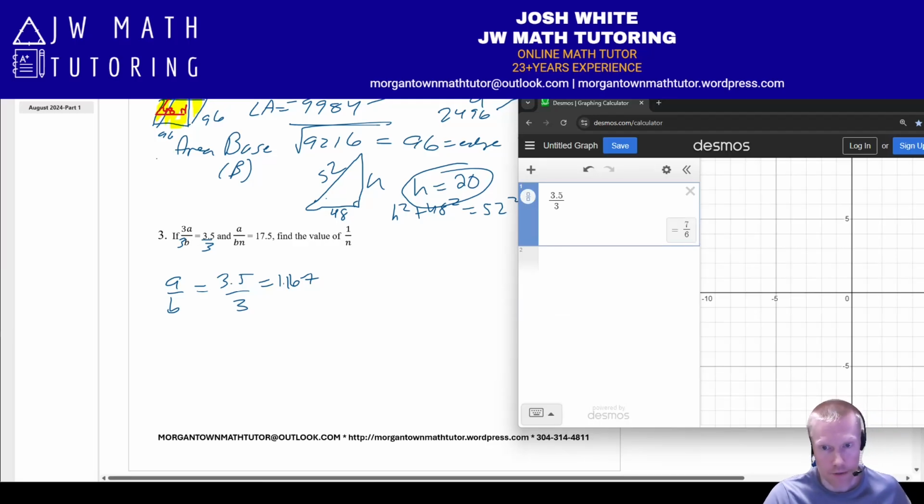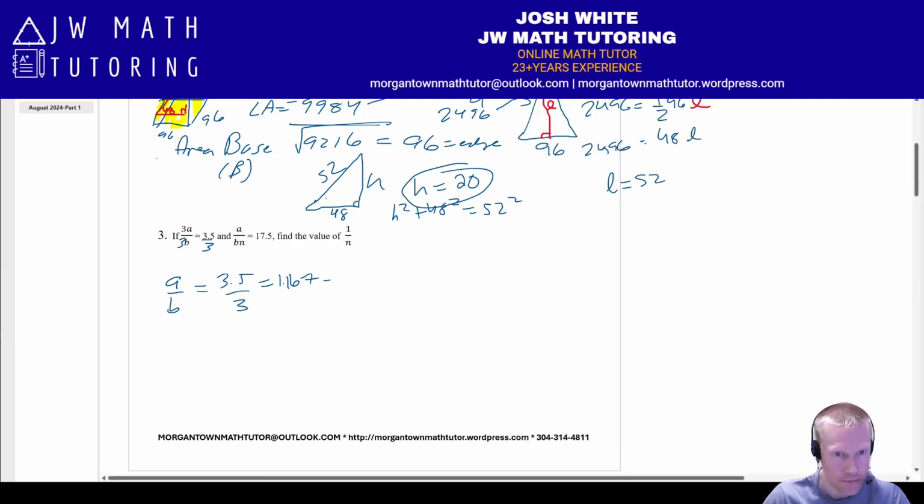So now I just click this. There we go, 7 over 6. So whichever form you want to use is fine. Just make sure I wouldn't use this middle one because you want the exact value. You don't want the rounded value.